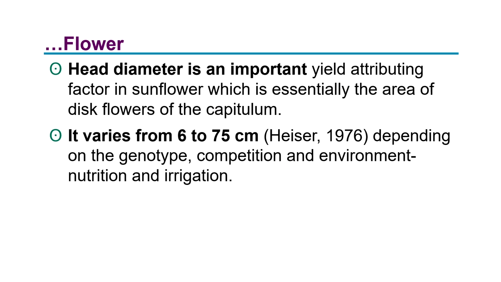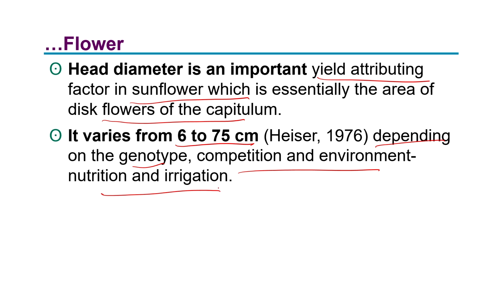Head diameter is an important yield attributing factor in sunflower, which is essentially the area of the disc florets of the capitulum. It varies from 6 to 75 centimeters depending upon the genotype, competition and environment, nutrition and irrigation. So a number of factors will affect the diameter of the capitulum or head.